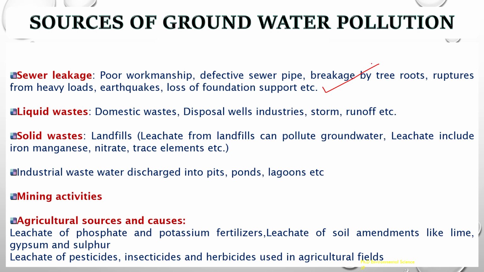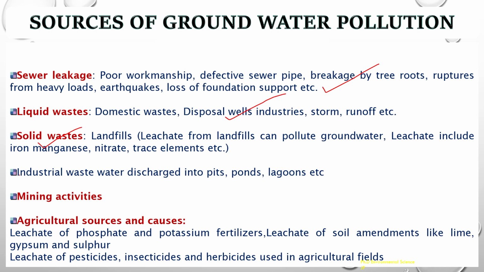Then liquid wastes: improperly managed septic systems and sewage disposal, effluents from industries containing heavy metals, solvents, and other chemicals, and storm runoff can carry pollutants such as oils, heavy metals, and pesticides from urban areas into groundwater. Then third is solid wastes. Leachate from landfills contains a variety of pollutants including organic compounds, heavy metals, nitrates, and trace elements. These can seep into groundwater if not properly contained.